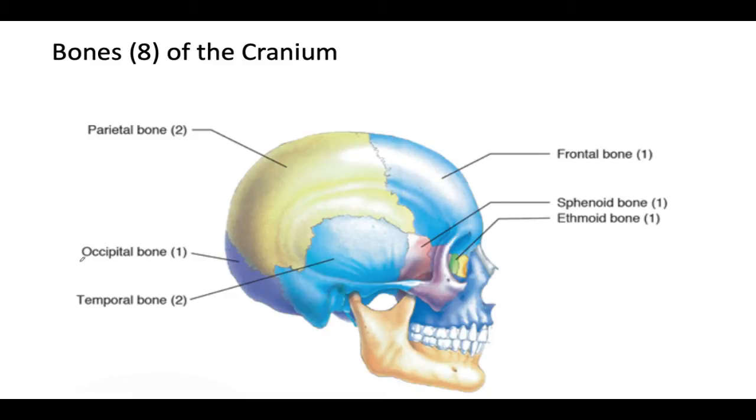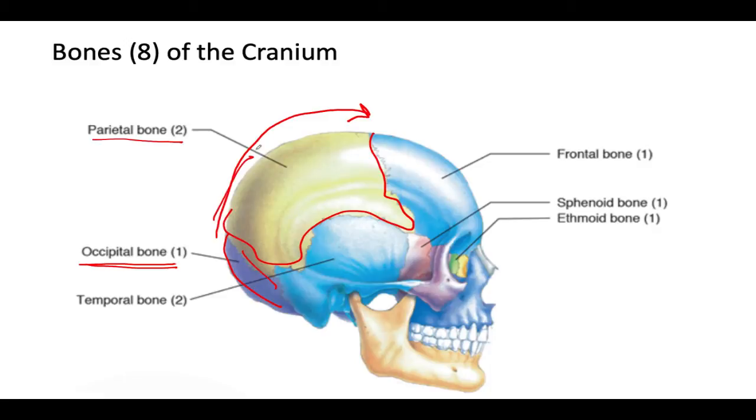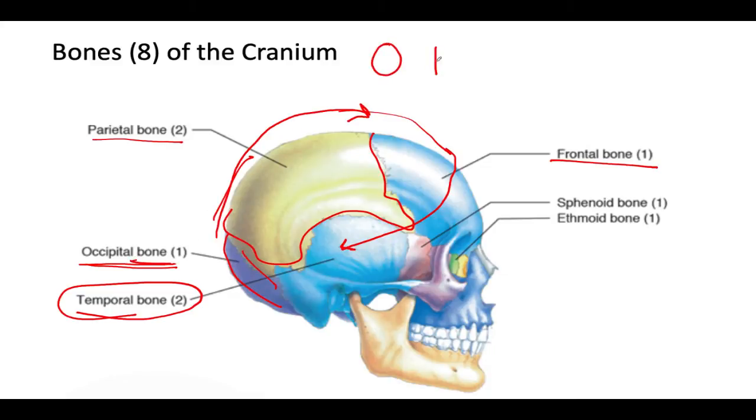So the way to remember this, we begin with the occipital bone, and we can view these things in a clockwise manner. So start with the occipital bone right here, and then we move to the parietal bone, which is right in the center of that. And then next, what we encounter is the frontal bone. And then from the frontal bone, we can move into the temporal bone. So our flow would look like O for occipital bone, P for parietal bone, and then F for the frontal bone that comes next. And then the last one, which is on the side, is the temporal bone.